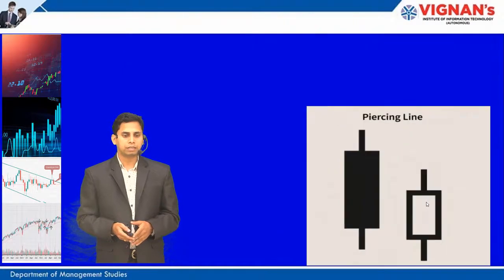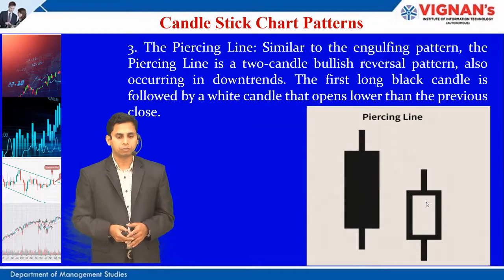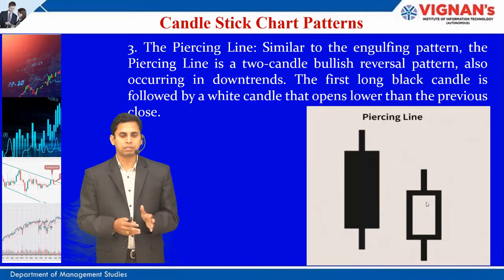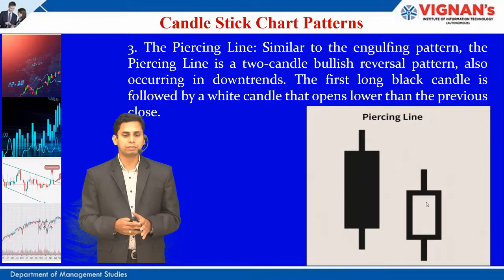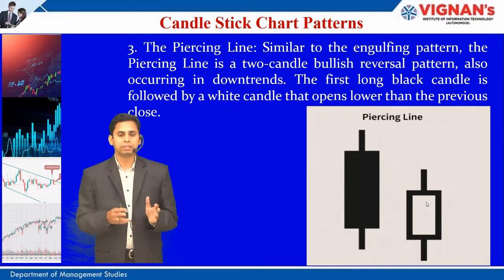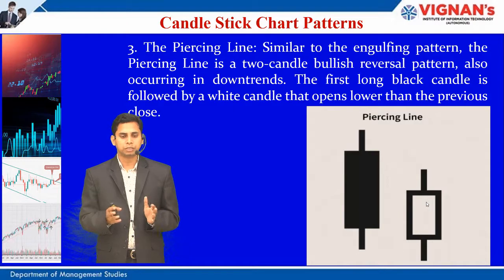Now let's see another pattern, the piercing line. What is this piercing line? It is similar to the engulfing pattern, but the piercing line is a two-candlestick bullish reversal pattern, also occurring in downtrends. The first long black candle is followed by a white candle that opens lower than the previous close.